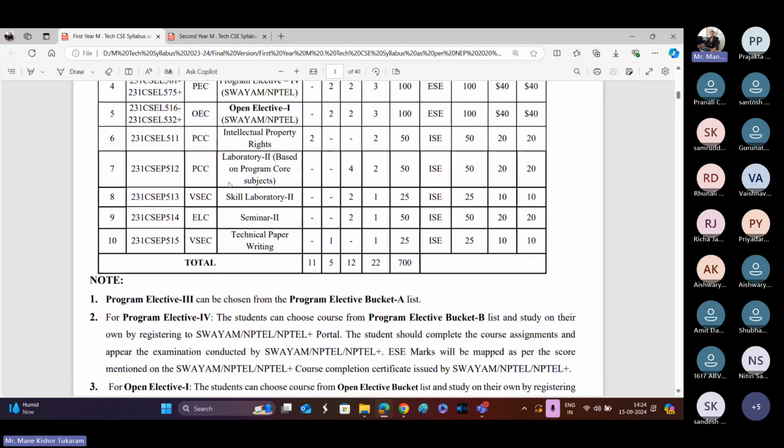Then again here 2 labs are there, that is laboratory 2 and skill laboratory 2. And we have the IPR subject, then seminar 2 and technical paper writing. So these are in seminar 2.